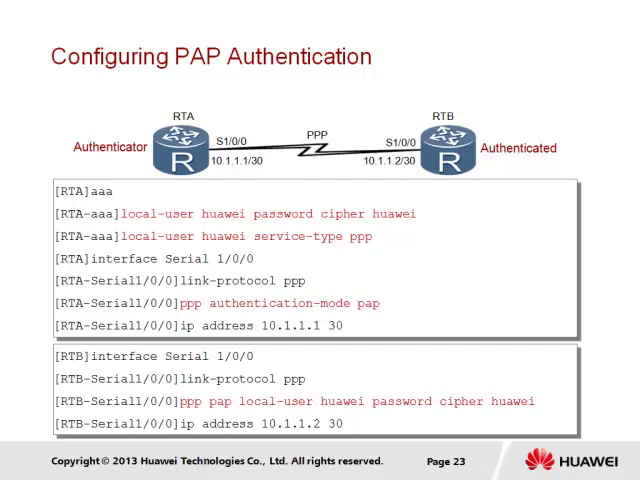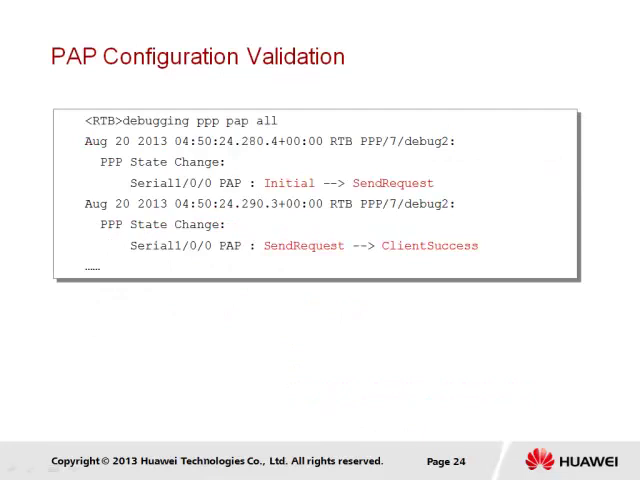For the peering authenticated device, which in this case is RTB, we must also configure PAP-based parameters in the form of the username and password that is to be sent to the authenticator using the ppp pap local-user command, where it is expected that the username and password match those set on the authenticator. Once PAP has been configured on both peers, we are able to use the debugging feature to observe the PAP operation. We show here the basic request and response operation that deems the peer request was generated as successful.